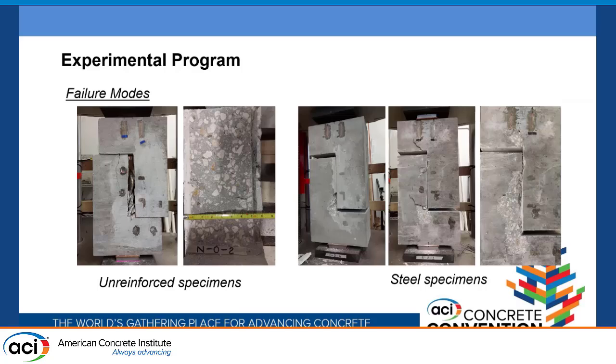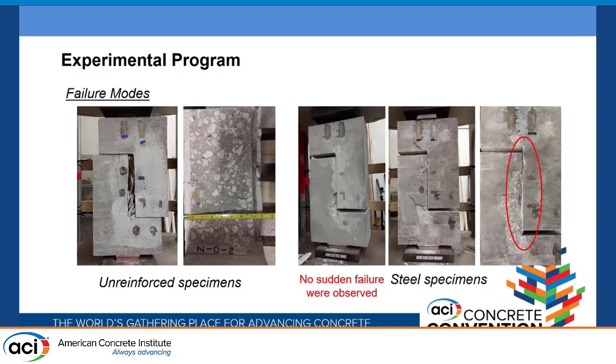So regarding the failure modes, in the picture on the left, you can see the typical failure mode of the unreinforced specimens. In this case, we didn't have GFRP or reinforcement crossing the shear plane, so we have a sudden and brittle failure. But in the case of the reinforced specimen, either steel or GFRP, the contribution of the reinforcement to avoid the sudden failure was significant, so no sudden failure was observed in this case.